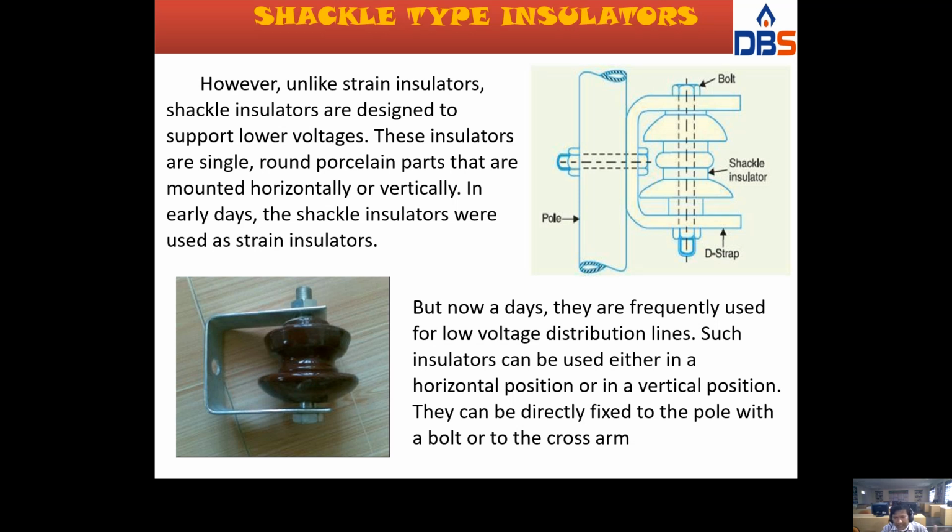Whereas suspension insulators are used horizontally and strain type insulators are used vertically, shackle insulators can be used both ways. Nowadays they are frequently used for lower voltage distribution systems. Such insulators can be used either in a horizontal position or in a vertical position. They can be directly fixed to the pole with a bolt or cross arm. This is the pole, and this is the shackle insulator that may be connected directly to the bolt.